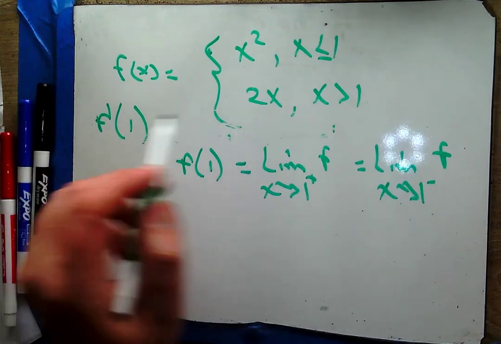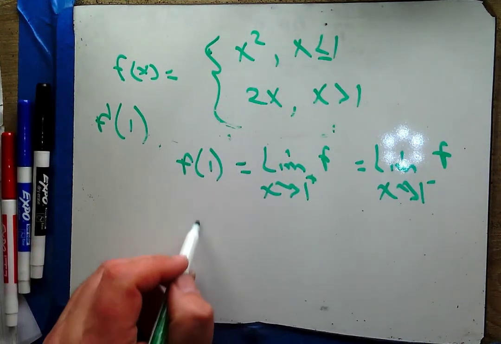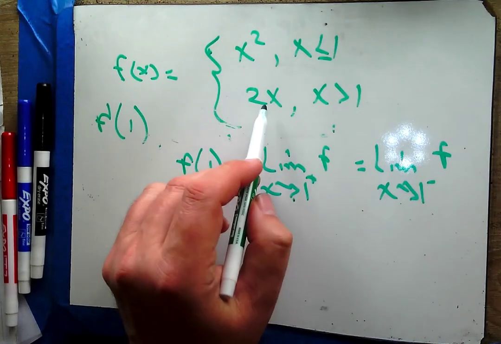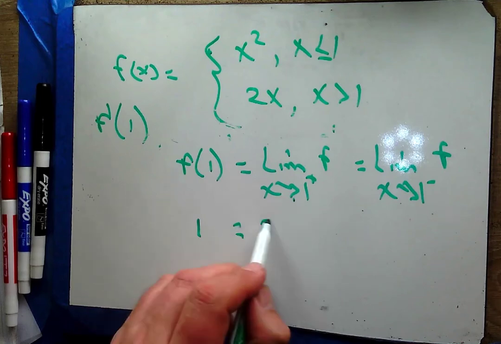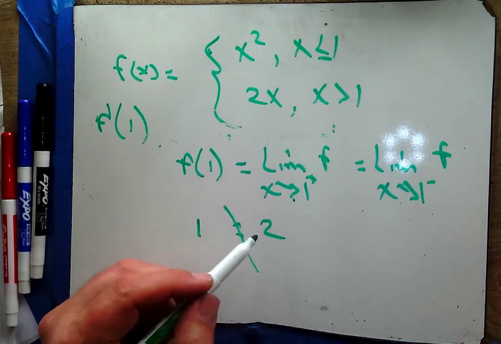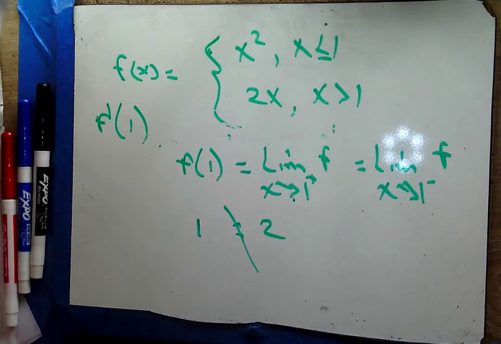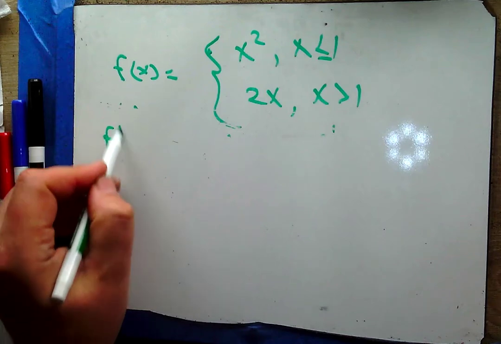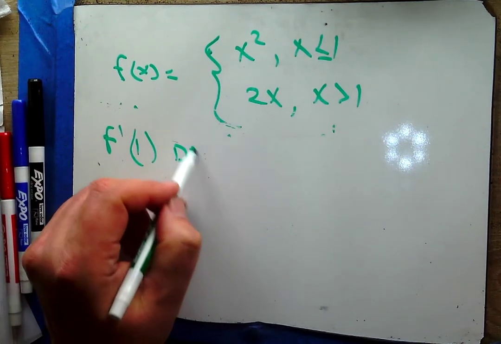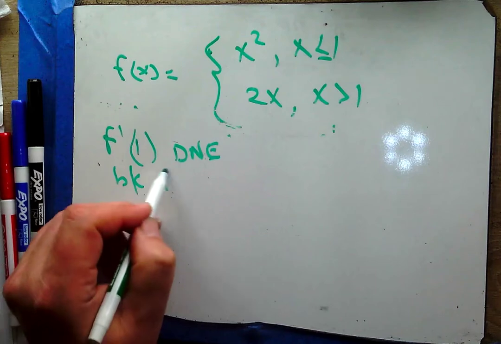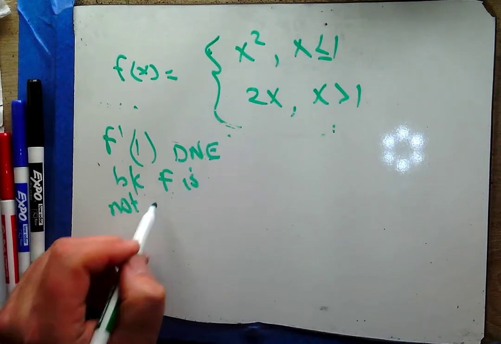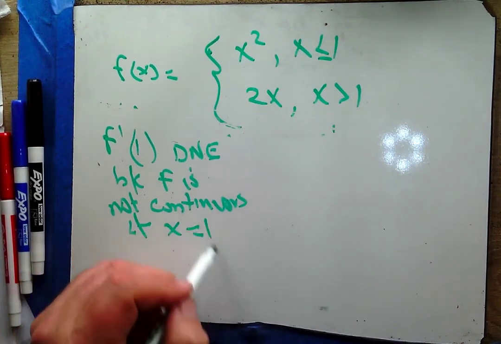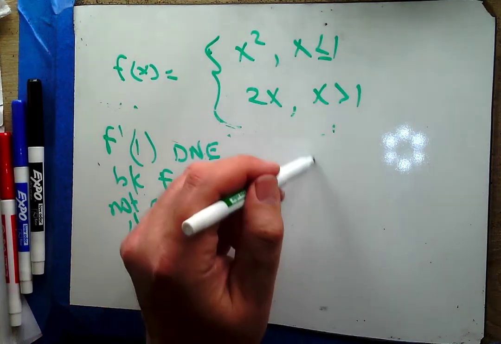Well, f of 1 is found by plugging a 1 in there, and that's equal to 1. And the limit as x heads to 1 from the positive side, that's this. And if I plug a 1 in there, I get 2. They're not equal, so this function is not continuous. This function is not continuous at x equals 1, so f prime of 1 does not exist because f is not continuous at x equals 1.